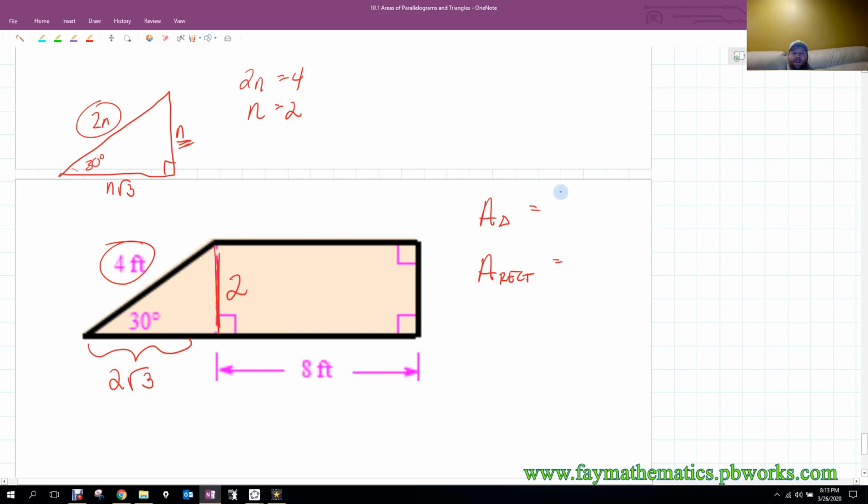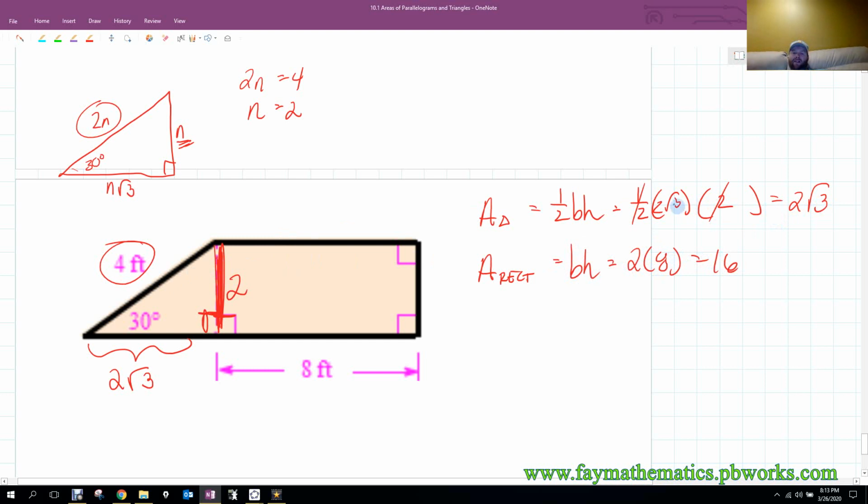Now the nice thing is that gives me the area of a triangle is 1/2 BH. So we have to figure out what is our base, what is our height. Well, it's a right triangle, so it really doesn't matter, but I'm going to let that one be my height. So 2 is my height. And this one here, then, the 2 radical 3 would be the base. When I multiply the 1/2 and the 2, they cancel out. I'm left with just 2 radical 3. The rectangle, then, is base times height, which is 2 times 8, which is 16.